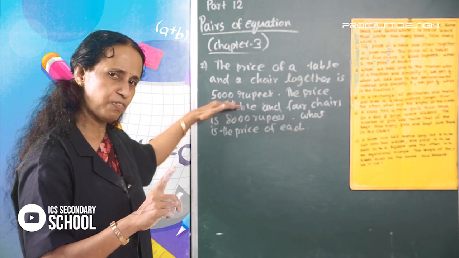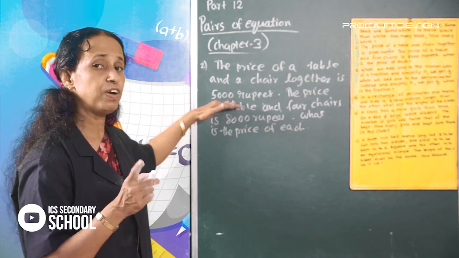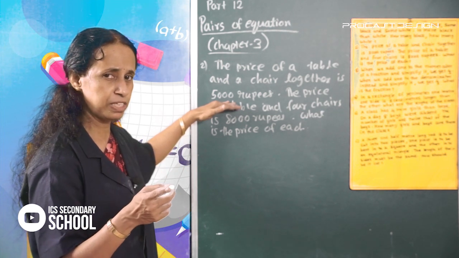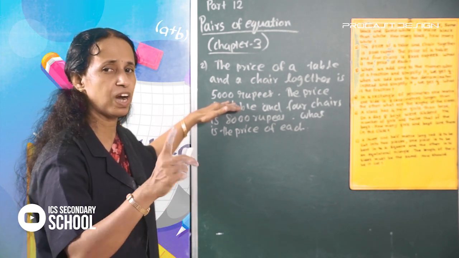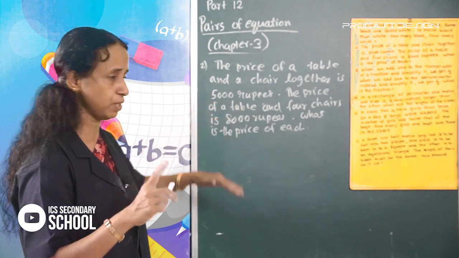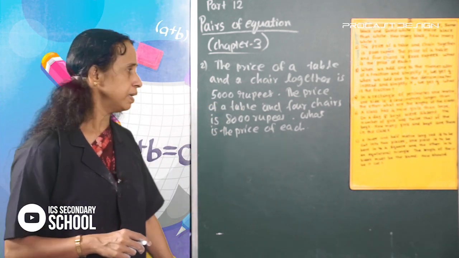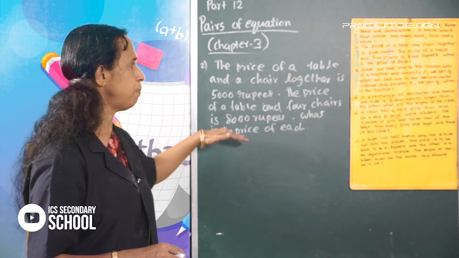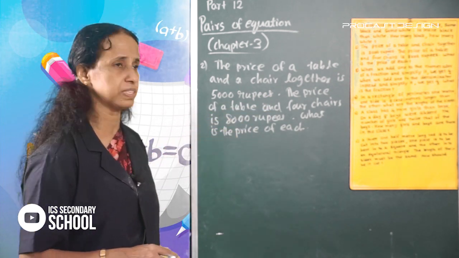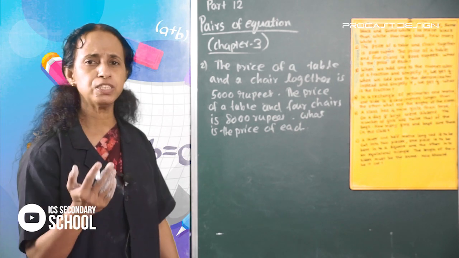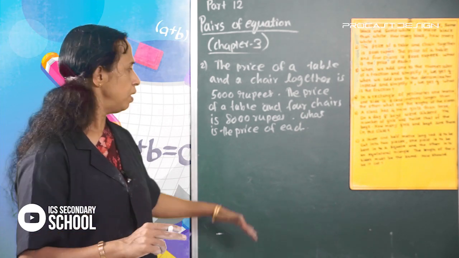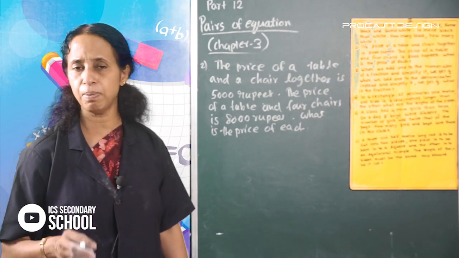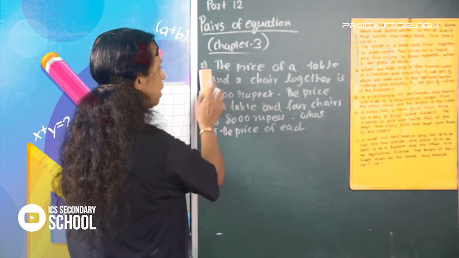If we take the price of a chair equal to x, and the price of a table equal to y, then x plus y is equal to 5,000 rupees. Next, the price of a table and 4 chairs together is 8,000 rupees, so 4x plus y is equal to 8,000 rupees. What is the price of each? Find the price of a table and a chair.